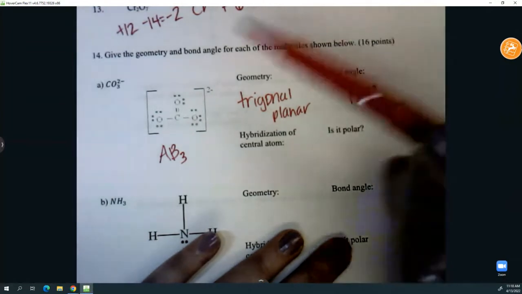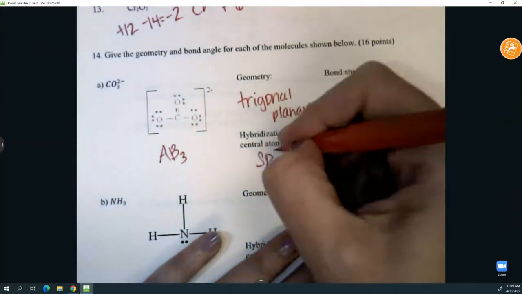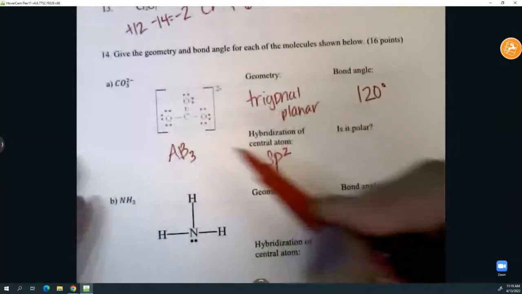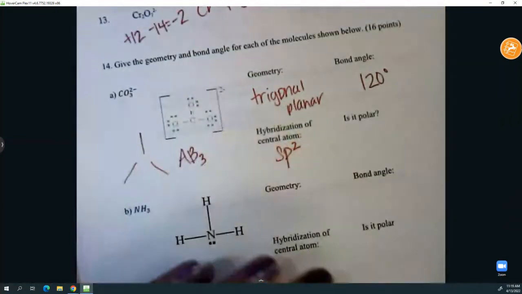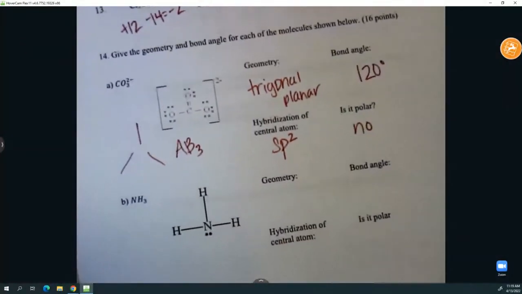The hybridization on the central atom, that's based on the fact that there's 1, 2, 3 electron groups. So 1, 2, 3 orbitals. And is it polar? No, it looks like it could be here, but remember it would actually look more like this and they would all kind of pull evenly. So is it polar? No, they all cancel out.